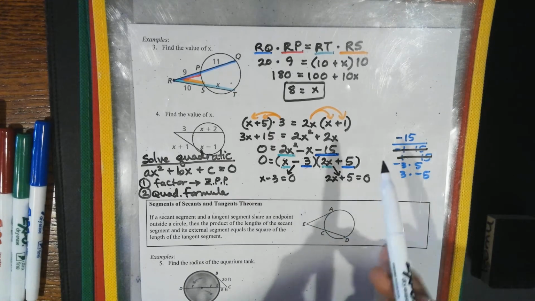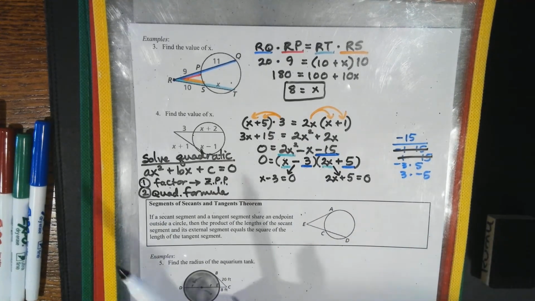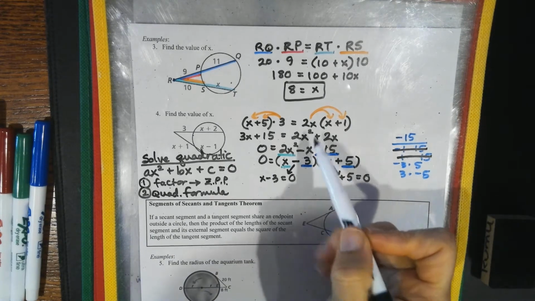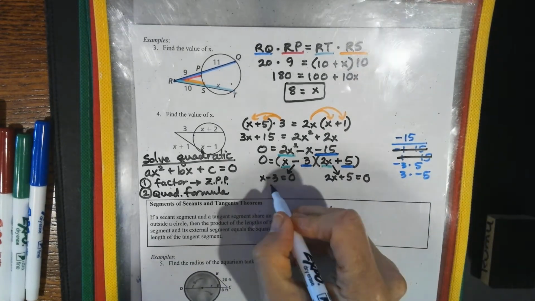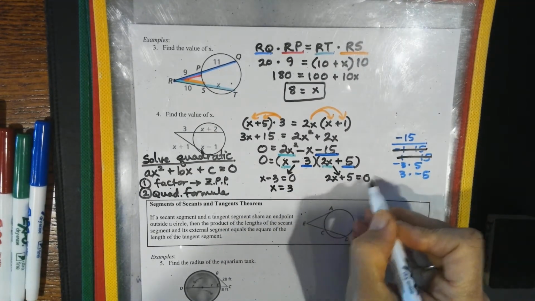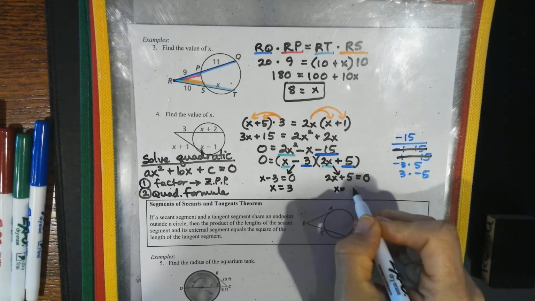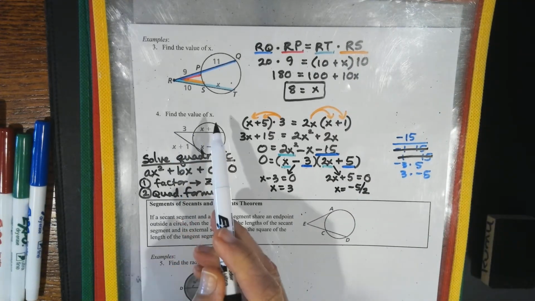Usually in a quadratic, whatever your highest power is, that's how many solutions you're going to get. So this is a 2x squared, which means we're going to get 2 answers. This is x equals 3. And this, if I take away 5 and divide by 2, gives me -5/2. It said find the value of x.